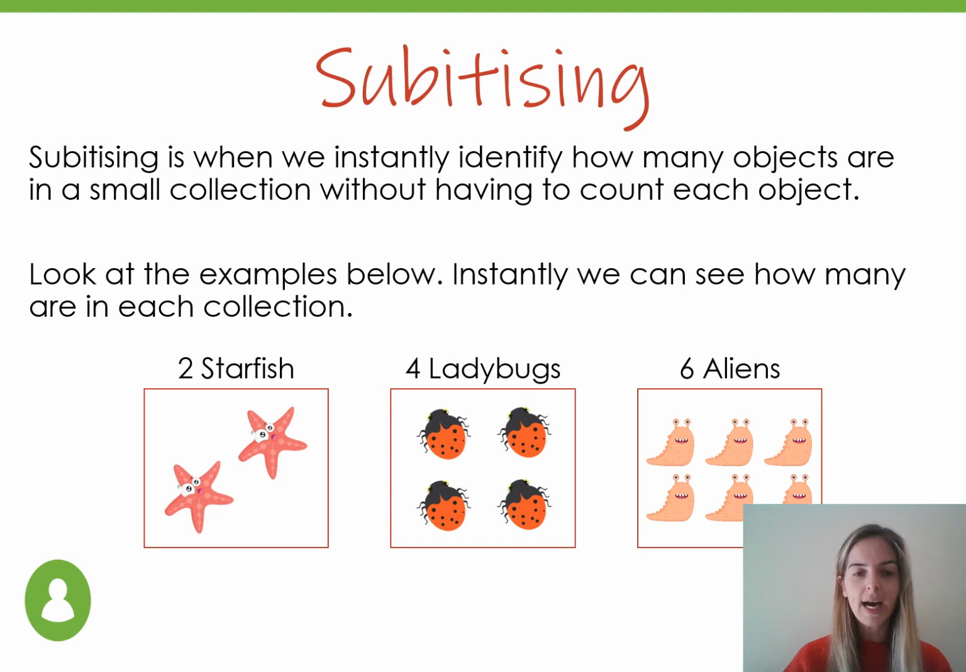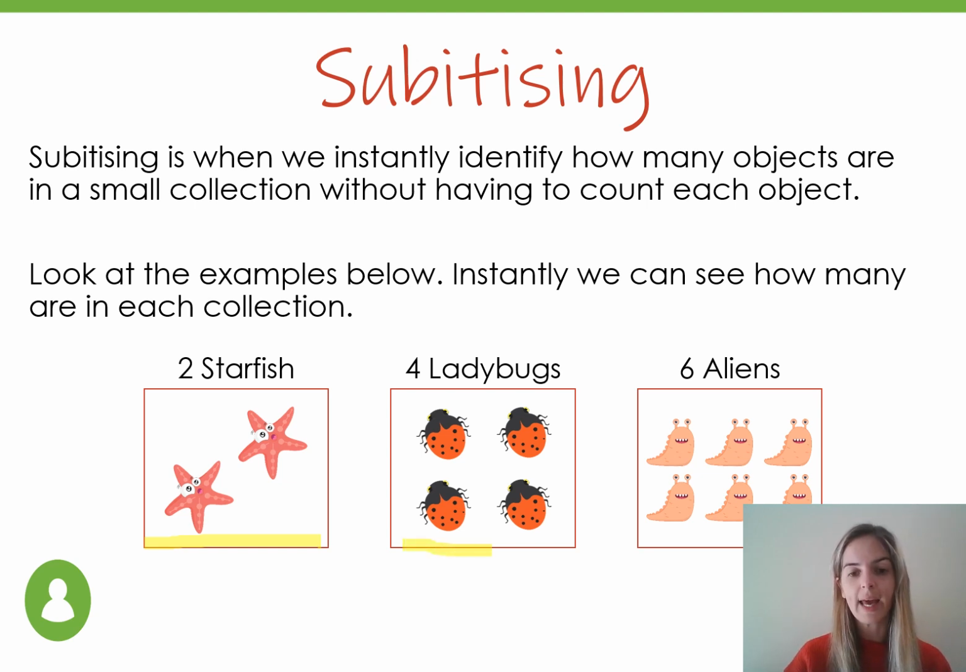Okay, subitizing is when we instantly identify how many objects are in a small collection without having to count each object. So look at my examples below, and instantly we can see how many there are in each collection. So here I can see that there are 2 starfish. Now I didn't have to count them. I didn't go 1, 2. I just was able to instantly identify how many there are.